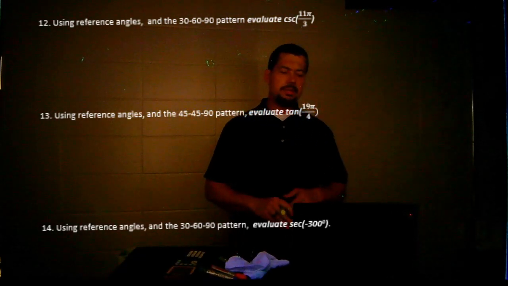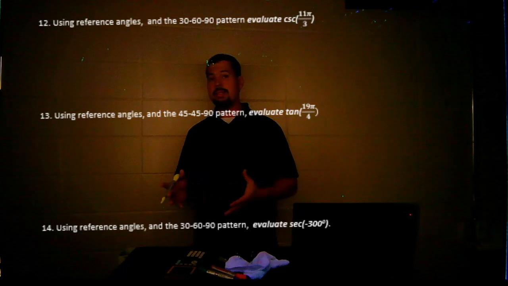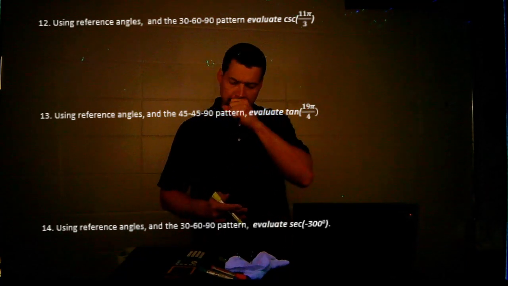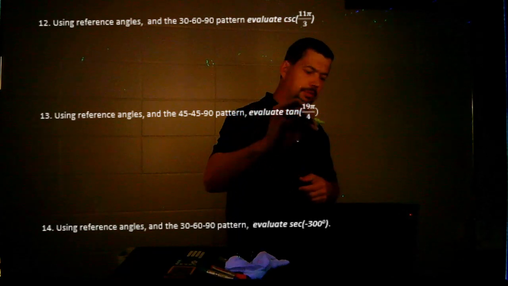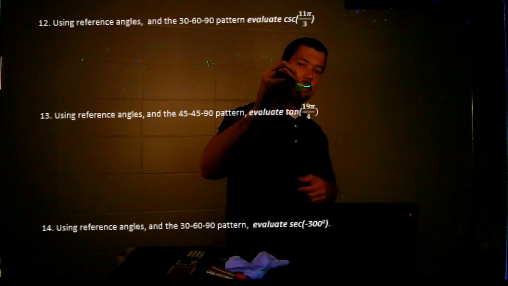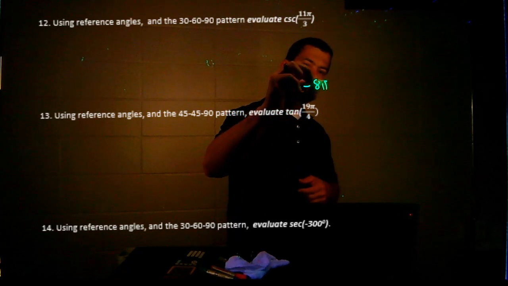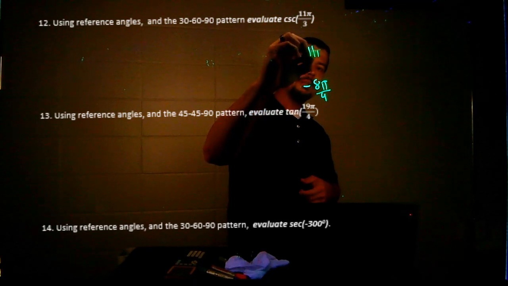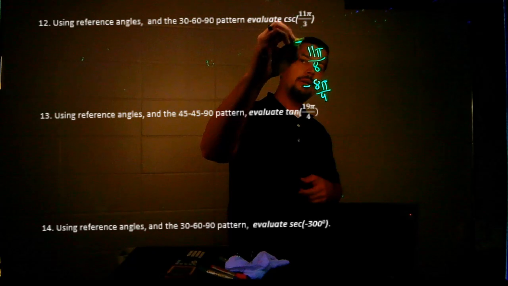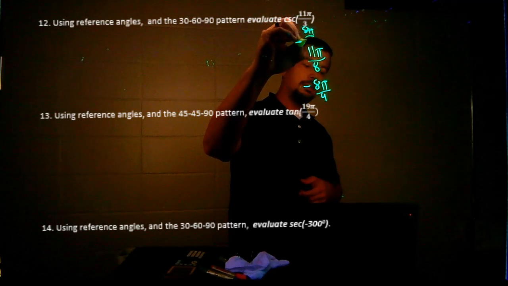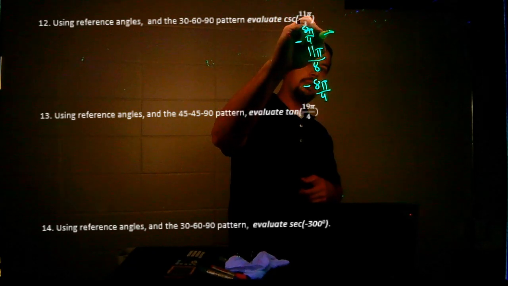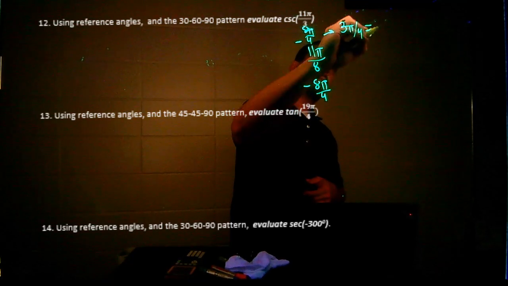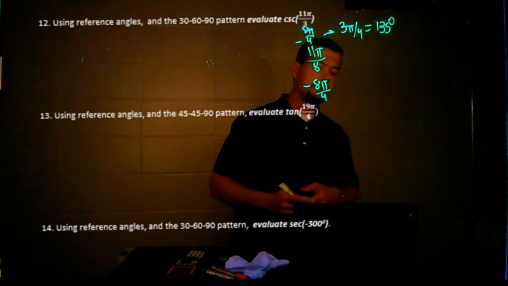Using reference angles in the 45, 45, 90 pattern, evaluate the tangent of 19 pi over 4. All right, so 19 pi over 4, what we're going to do, I'm just going to do it up here because I have more room, is we're going to take away 8 pi over 4, which is going to be 11 pi over 4, because 19 minus 8 is 11. And then we're going to take away 8 pi over 4 again. And what are we going to get here? 11 minus 8 is 3. 3 pi over 4. Now 3 pi over 4 you've memorized to be 135 degrees.